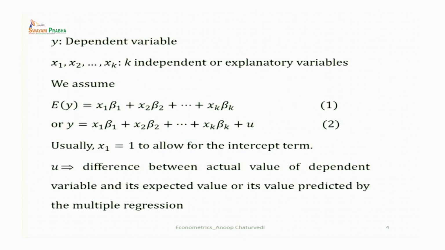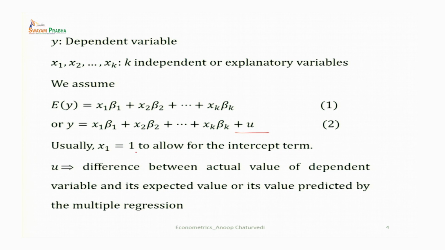So, again we denote the dependent variable by y. So, y is the dependent variable, then you have k independent or explanatory variables x1, x2, ..., xk. And we assume that the expected value of y is equal to x1 beta 1 plus x2 beta 2 plus so on plus xk beta k. So, again we assume that there exists a linear relationship between the expected value of y and x1, x2, ..., xk, or you can write the model as y equal to x1 beta 1 plus x2 beta 2 plus so on plus xk beta k plus u, where u is your disturbance or error term.